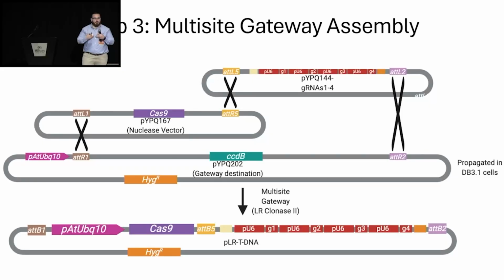And then a destination vector would hold your plant selection marker, and it also contains the CCDB toxin, which is then removed during the Gateway recombination reaction. So you just combine these 3 vectors, and you typically incubate it overnight, about 16 hours or so. And this, again, is another very efficient reaction.